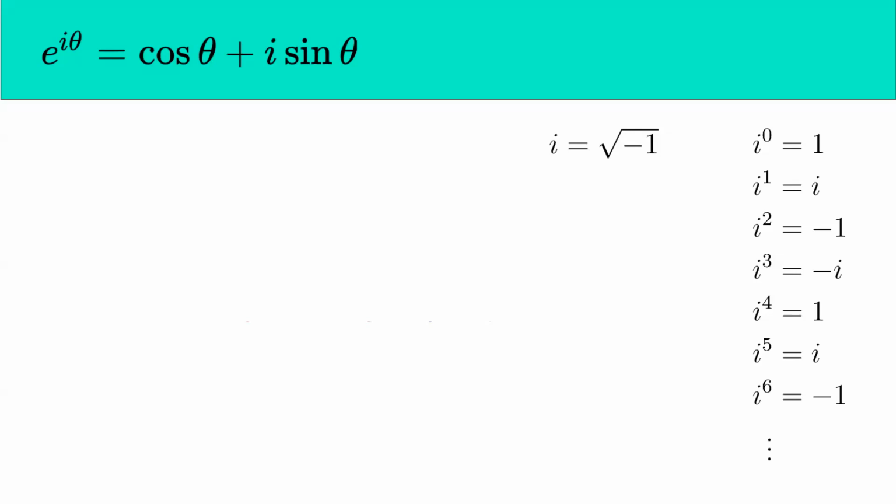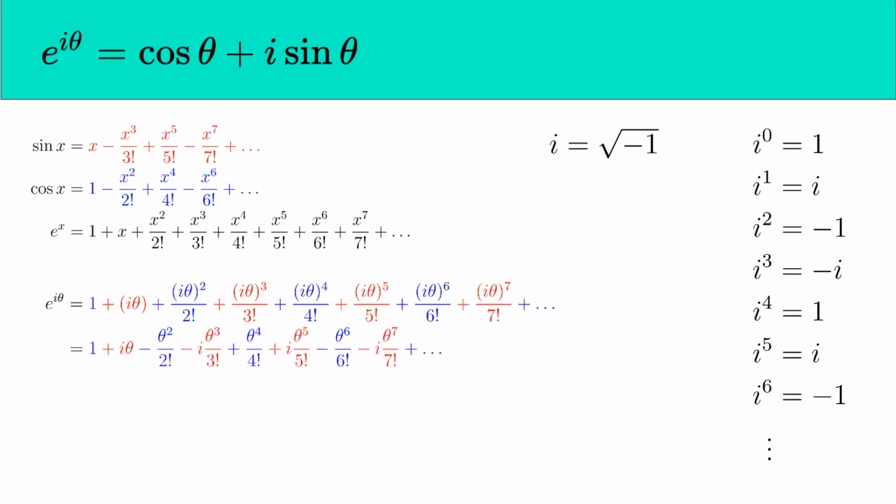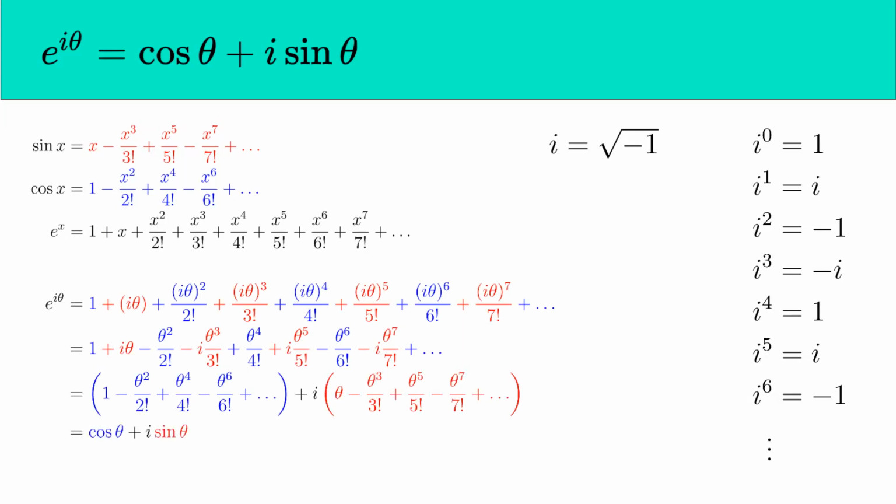If you don't know calculus, you can skip this part. Recall the Taylor series expansion for sine x in red, cosine x in blue, and e to the x in black. Through a stroke of ingenuity, we replace x with i theta. Notice that as we simplify the infinite series, we get an alternating series of real and imaginary terms. If we group the real and imaginary terms, we get the desired result.